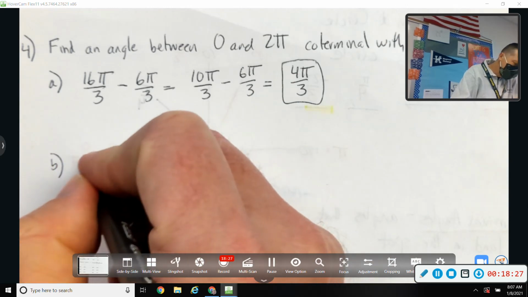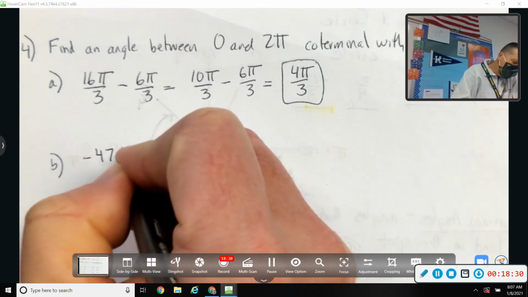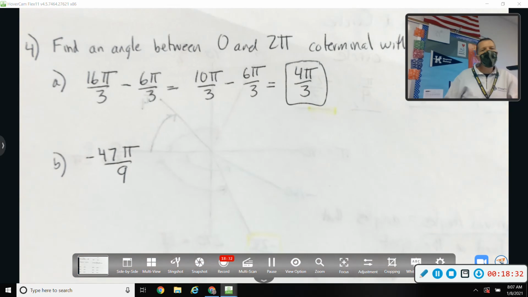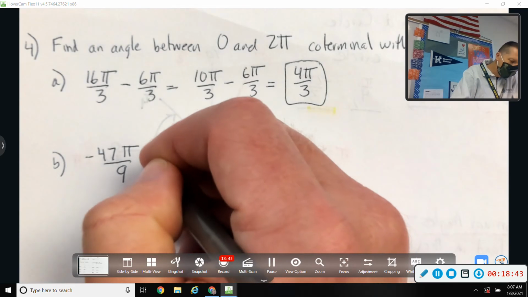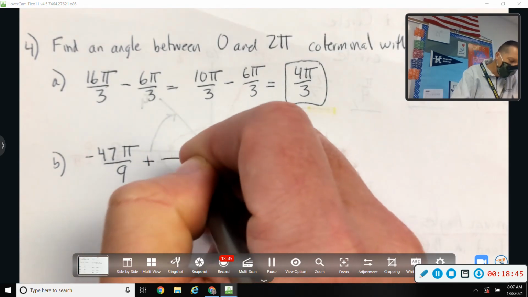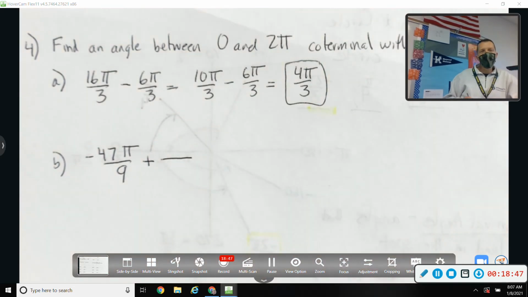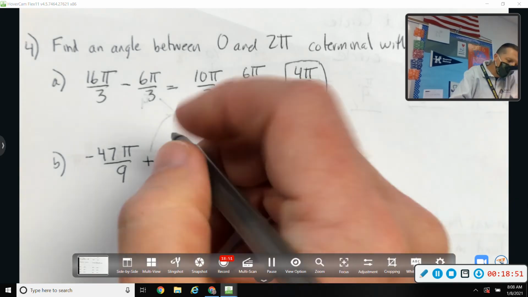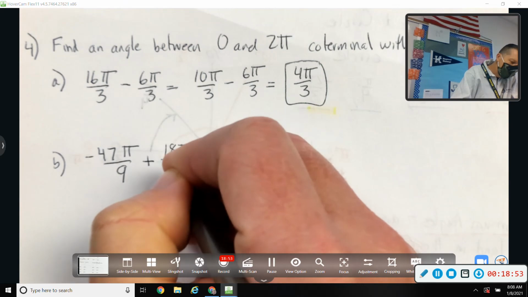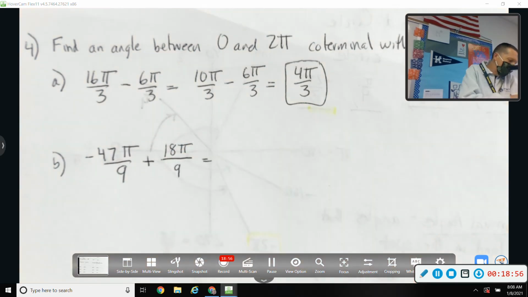Last one. Negative 47 pi over 9. Well, it's negative, so it's definitely not between 0 and 2. It's negative, so I don't want to be subtracting 2 pi, because that would send me more negative. So let's add 2 pi. Somebody want to save me a step? What's 2 pi in terms of over 9? 18 over 9. Maybe you want a calculator for that. Negative 47 plus 18.